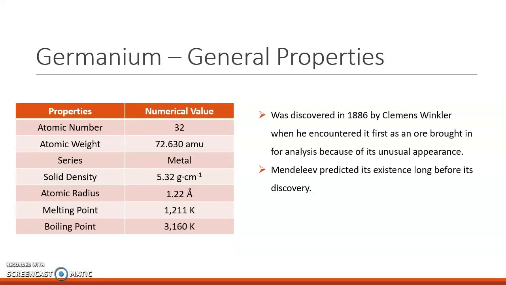Based on the table presented on the slide, germanium is a metal having an atomic number of 32, an atomic weight of 72.63, a density of 5.32 grams per cubic centimeter, an atomic radius of 1.22 angstrom, and melting and boiling points of 1211 and 3160 Kelvin, respectively.